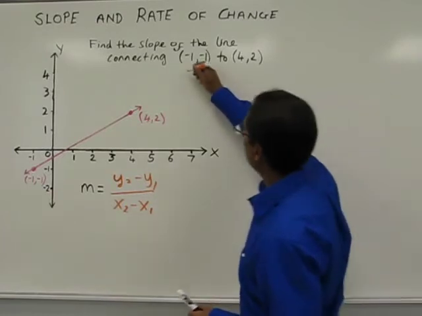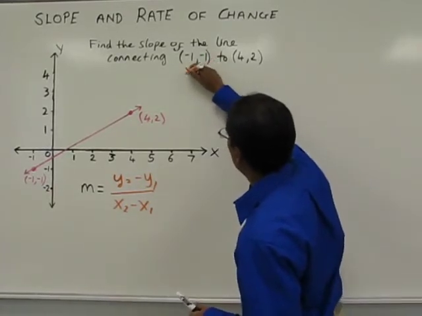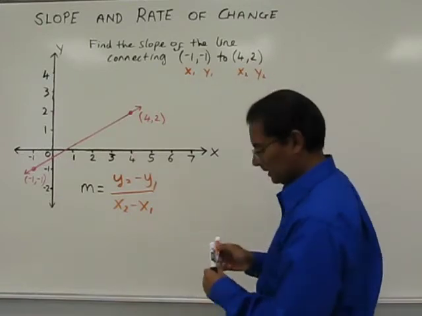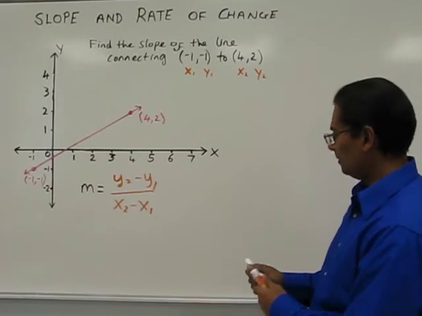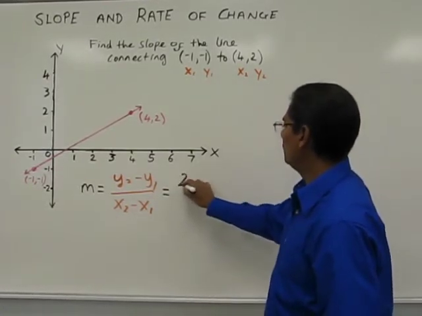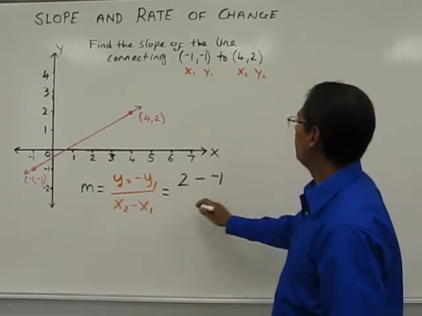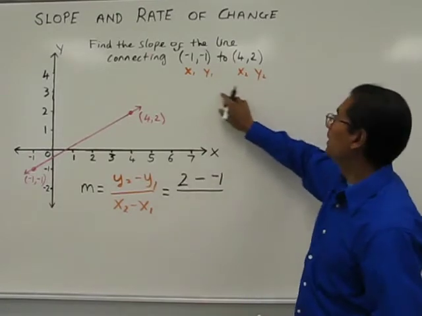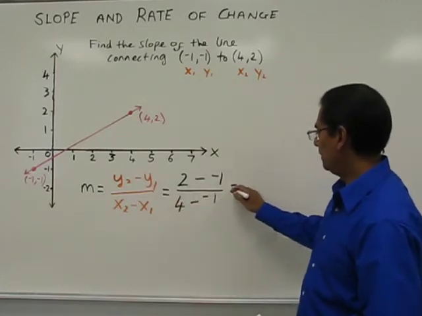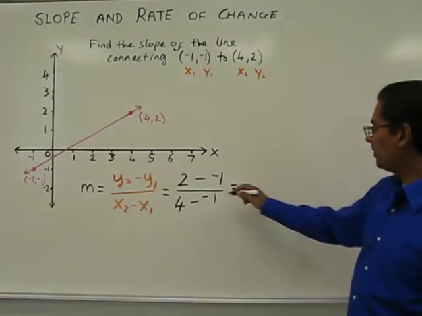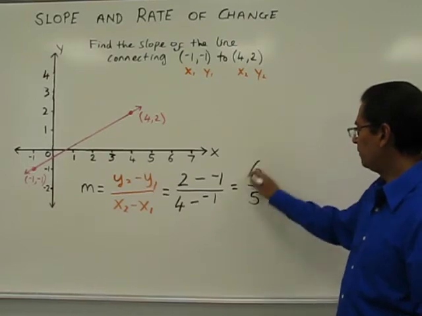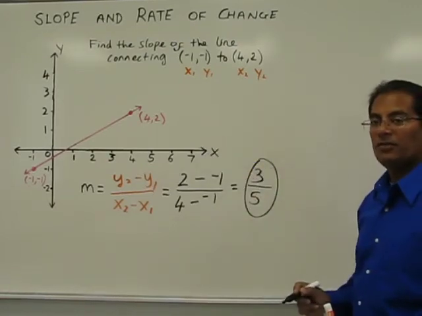Okay, and if I label this again, x1, y1, x2, y2, and now we plug these numbers in, we're going to get y2 minus y1, that's going to be 2 minus -1, and then 4 minus -1. And we calculate that out. 2 plus 1 is 3, and 4 plus 1 is 5. So the slope of that line is 3/5.